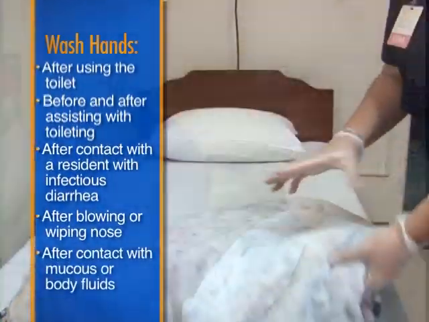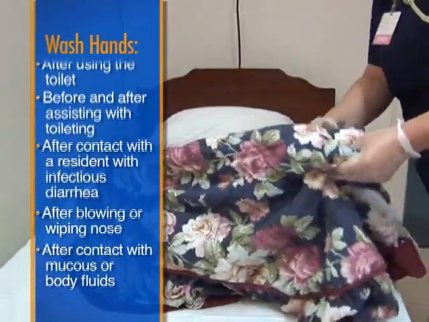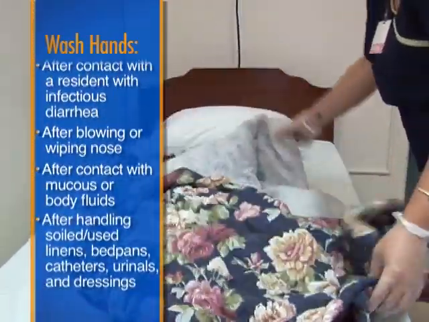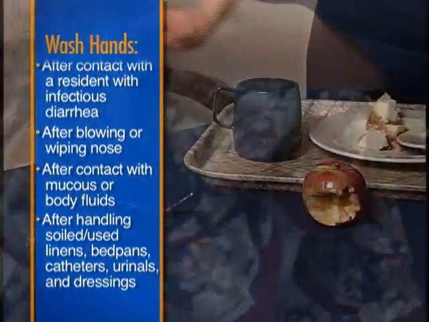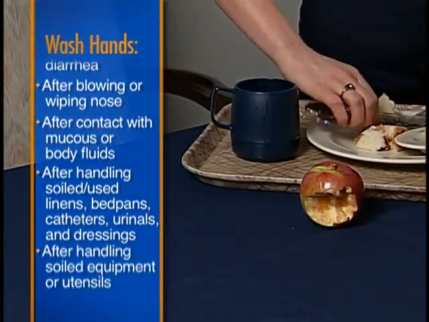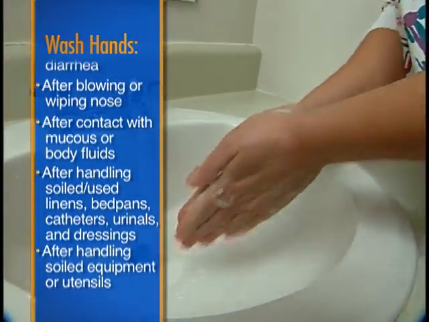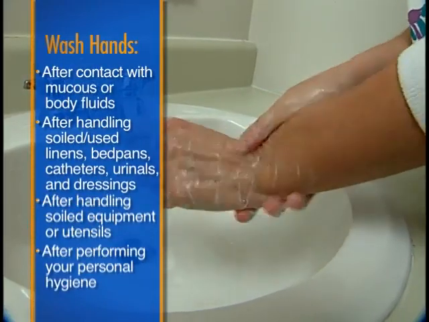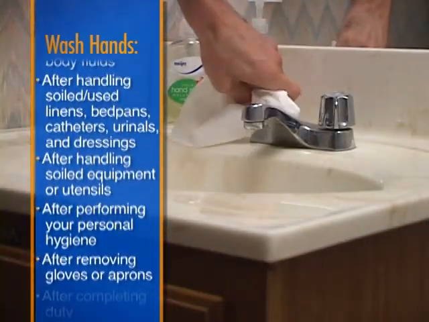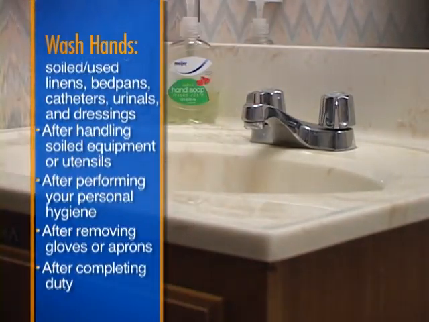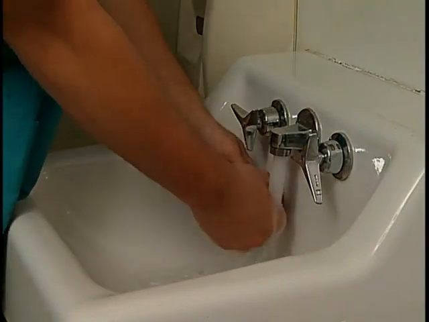After contact with the resident's mucous membranes and body fluids or excretions. After handling soiled or used linens, dressings, bedpans, catheters, and urinals. After handling soiled equipment or utensils. Always wash your hands with soap and water after performing your personal hygiene, after removing gloves or aprons, and after completing duty. There's a proper way to wash your hands, and technique makes a difference.